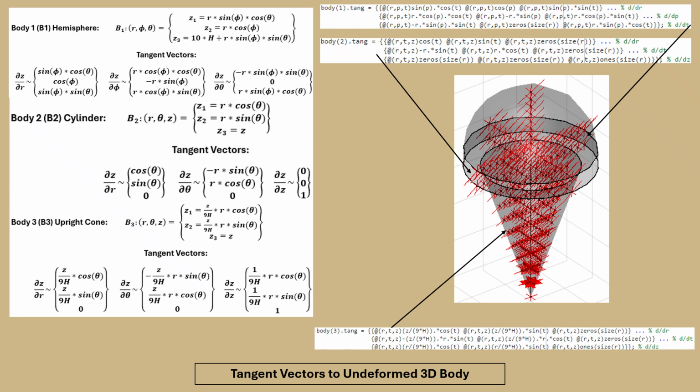And then here's the tangent vector with respect to r, tangent vector with respect to theta, and then tangent vector with respect to z. Finally is my third piece, which is the upright cone, and then this is the definition of that body. And this is the tangent vector with respect to r, theta, and z. And then on the right-hand side, we have the definitions in my MATLAB code of the tangent vectors, and the first one is my hemisphere, second one is the cylinder, and third is my cone.